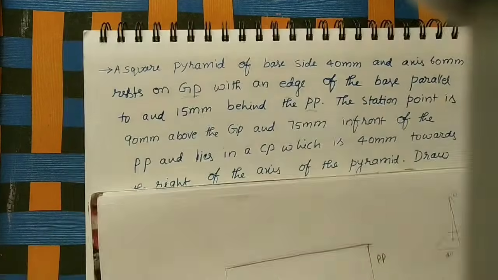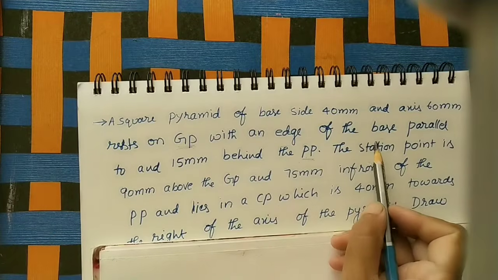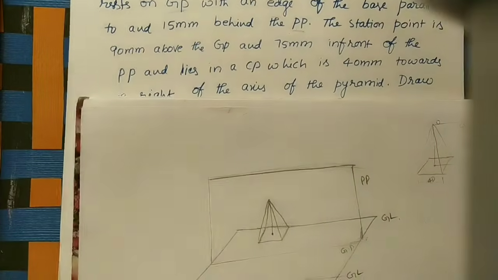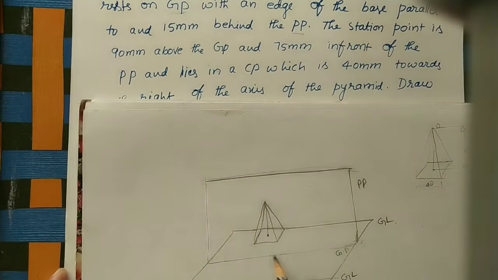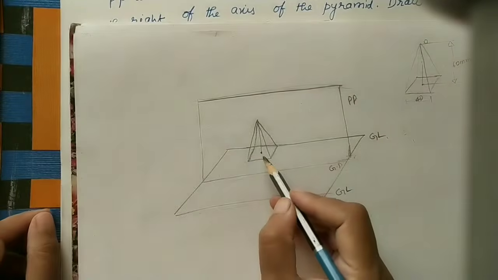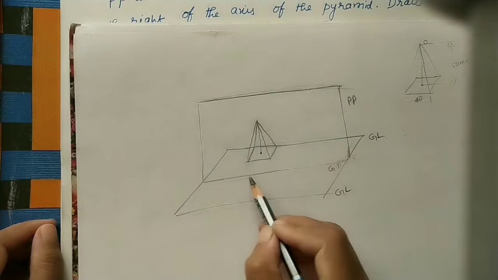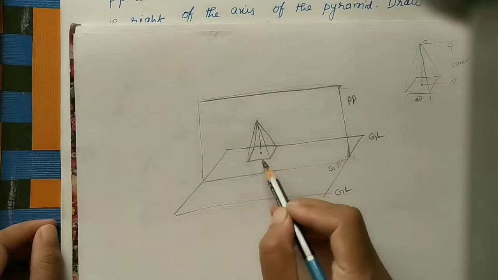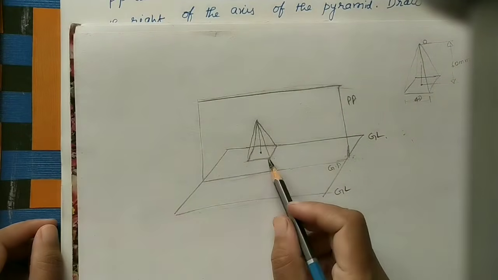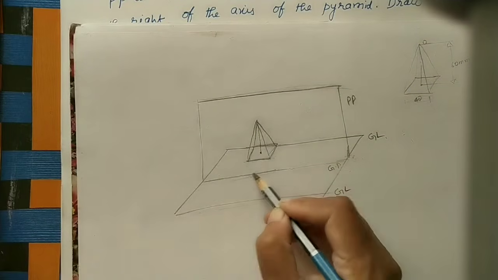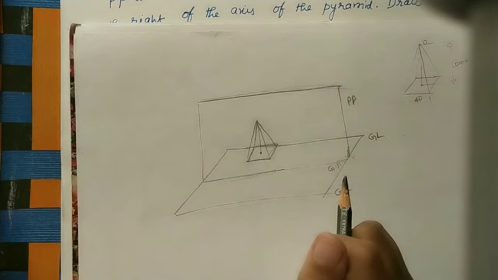Now what has been given? An edge of the base parallel to, and 15 mm behind, the PP. One of the edges of the base is parallel to PP, like this. This is PP. Is this parallel to PP? Yes, it is parallel to PP. So two edges are parallel to PP. Here we can take any one of the edges because it is symmetrical. So let us assume we are keeping this edge parallel to PP. So the position will be coming like this.